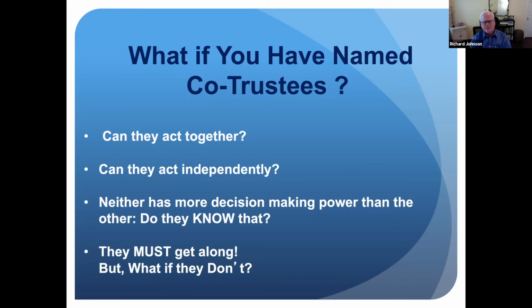You don't want to have a situation where the trustees are fighting and nothing gets done. So can they act independently? Well, that's going to depend on the document. You have to look at the document and see, because it will state in the document whether or not they can act independently or not. They need to know also that neither one of them has more decision-making power than the other one. You need to make sure that they know that. I know Johnny is older than Jane. I know he's the big brother, but he doesn't have any more power than she does, and they need to know that.